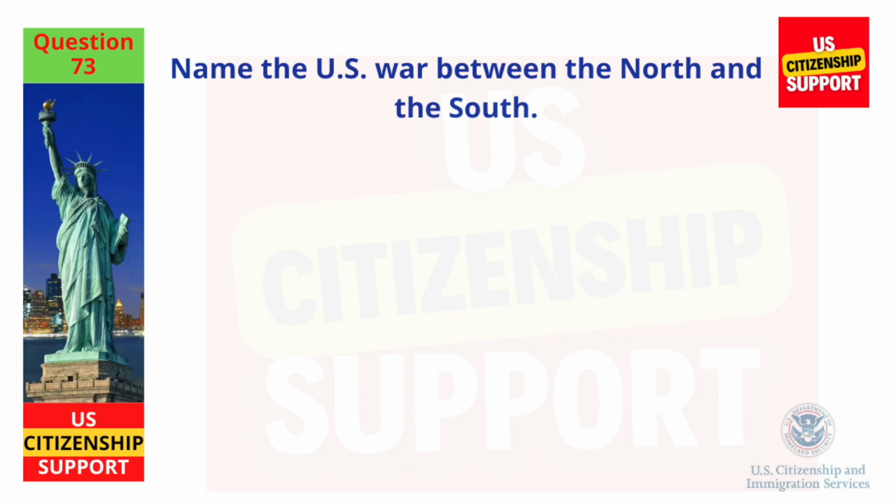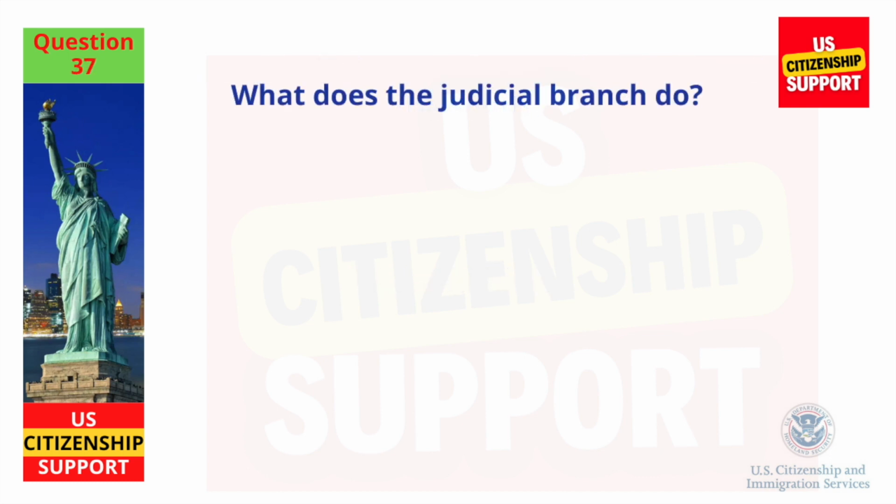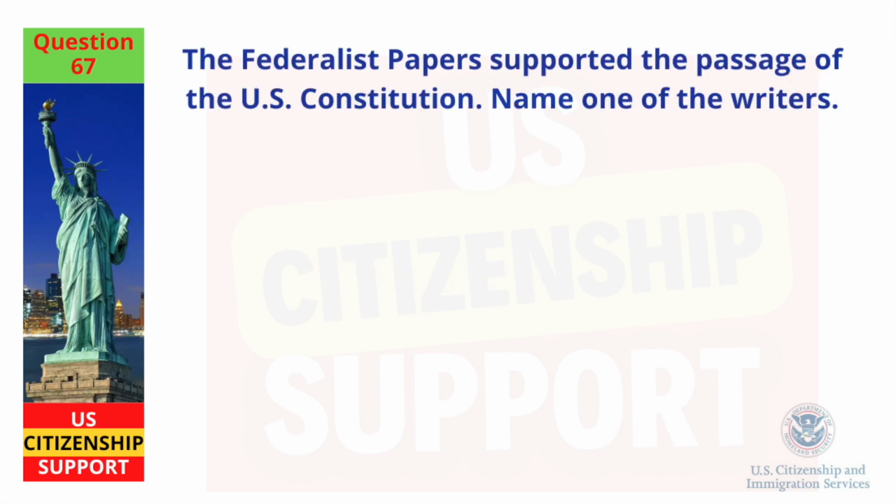Name the U.S. war between the North and the South. The Civil War. What does the judicial branch do? Reviews laws. The Federalist Papers supported the passage of the U.S. Constitution. Name one of the writers. James Madison.